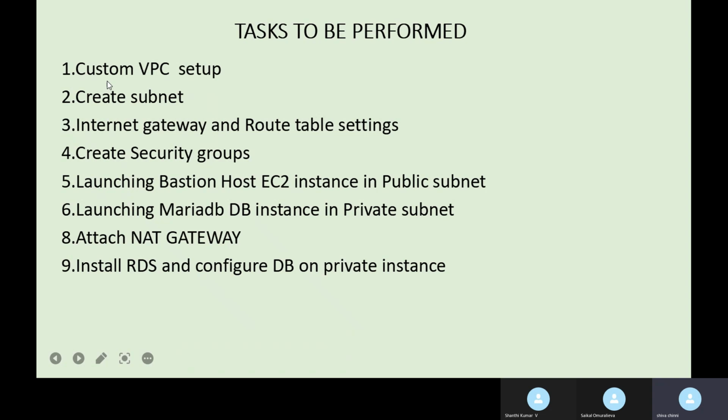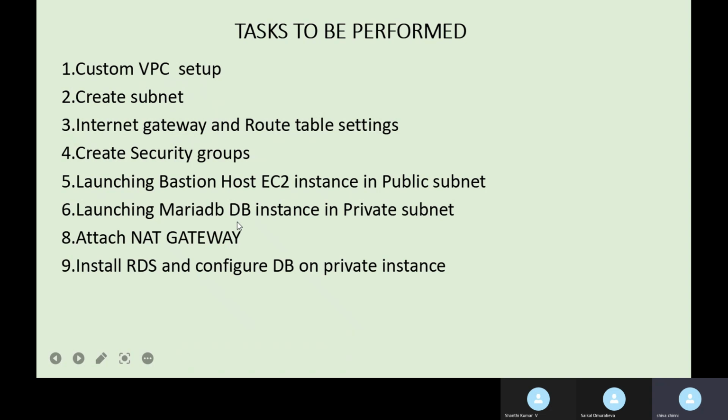The first step is the custom VPC setup. First we need to create one VPC, and inside the VPC we need to create the subnets, one public subnet and two private subnets, and we need to create an internet gateway in order to route the traffic from this subnet to the outside. Then we need to do the route table settings, public and private, and we need to create the security groups for the EC2 and the RDS, and we need to launch one EC2 instance in the public subnet in order to connect with RDS.